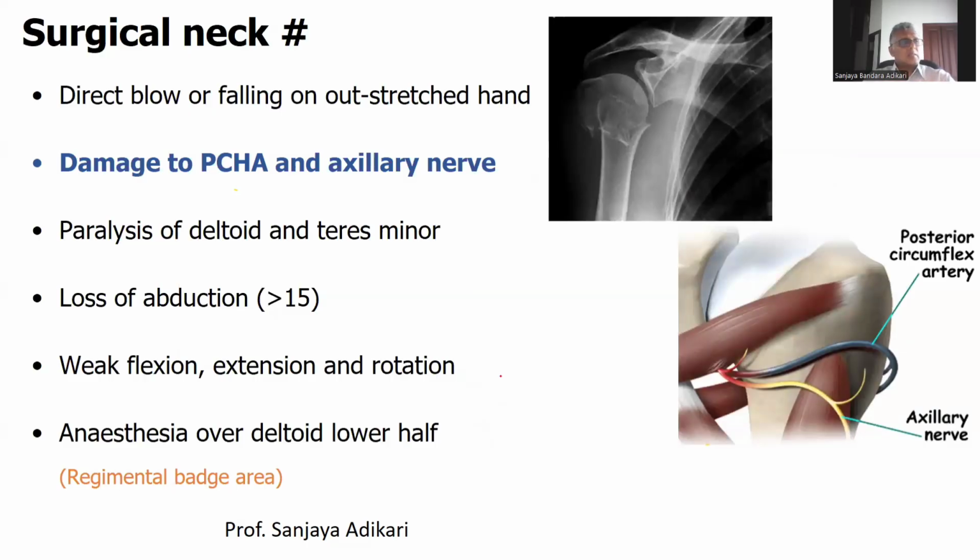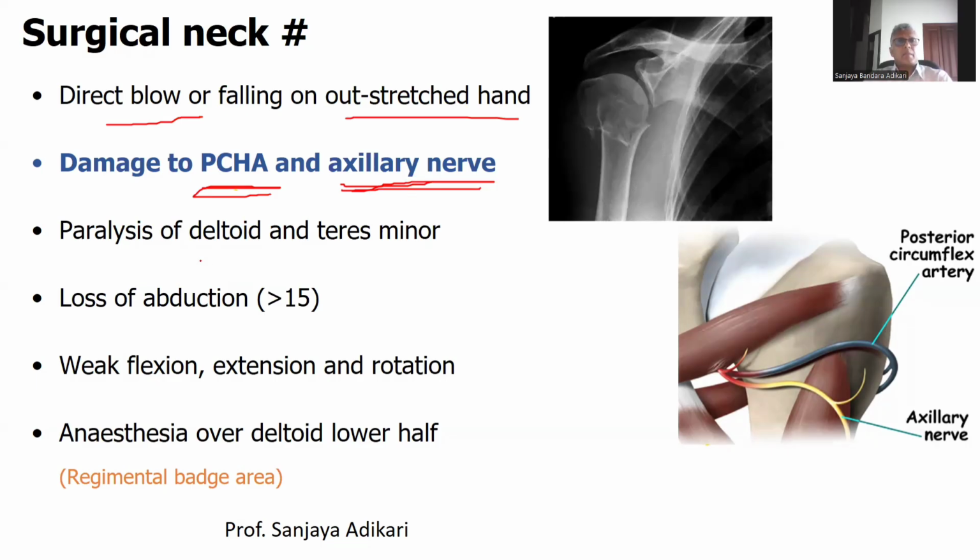Then surgical neck fractures. Surgical neck can be fractured either due to falling on the outstretched hand, the usual way fractures occur in the upper limb, or a direct blow. Due to surgical neck fractures, the axillary nerve can get damaged. Together with that, the posterior circumflex humeral artery also can get damaged, because they run together very close to the posterior surface of the surgical neck of the humerus.